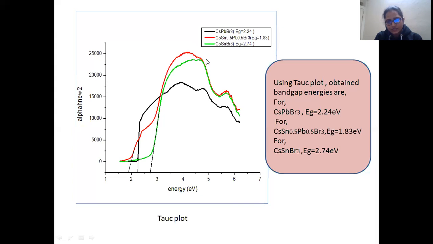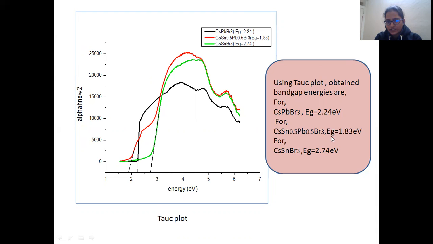This is the Tauc plot of the samples that I have prepared, and I have calculated the band gap for these three samples using the Tauc theory. I obtained the band gap for CsPbBr3 as 2.24 electron volt. For CsSn1/2Pb1/2Br3, the band gap is 1.83 electron volt, and the band gap of CsSnBr3 is 2.74 electron volt.